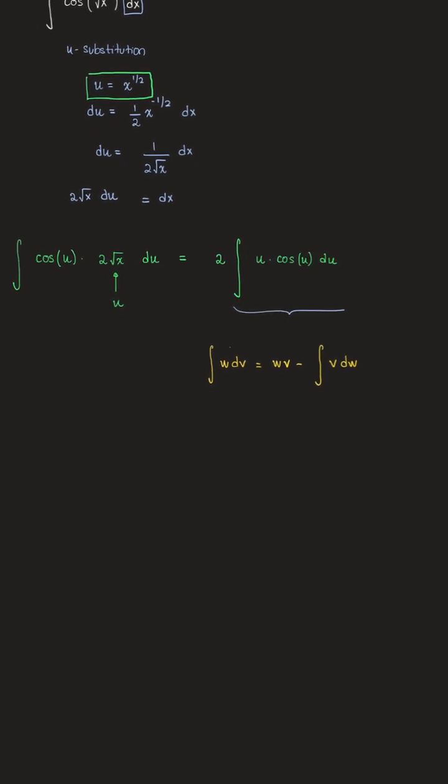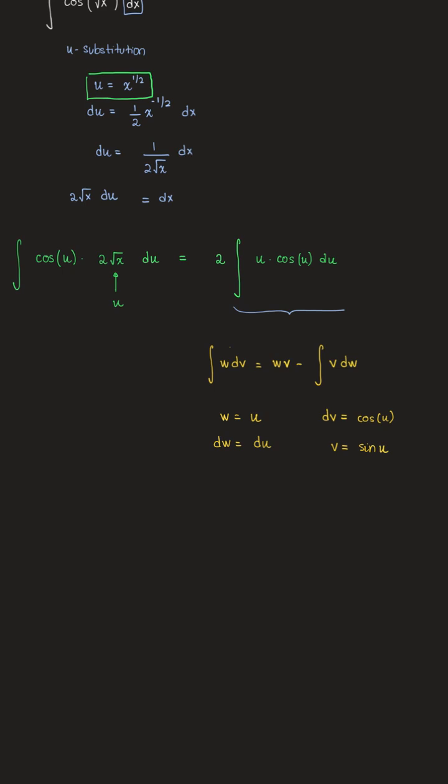All right, so let's think about this. Let's think about LIATE. We don't have a log function, we don't have an inverse function, but we do have an algebraic, which is just u. So we need w and we need dv. So w will be the algebraic function u. To get dw, we take the derivative, which will just be du. dv will be everything else, which is cosine of u. And so v will be the antiderivative, or sine u.